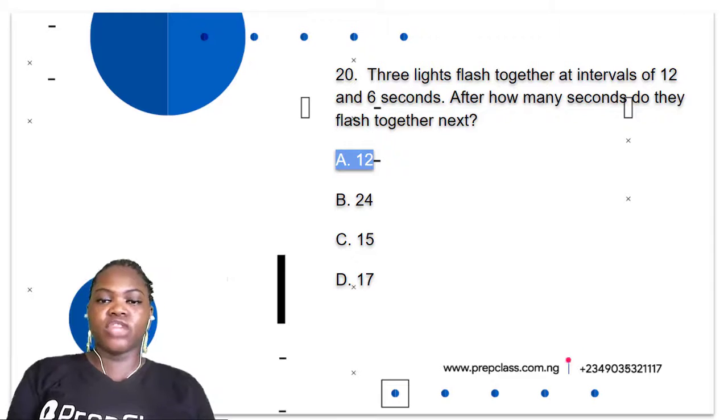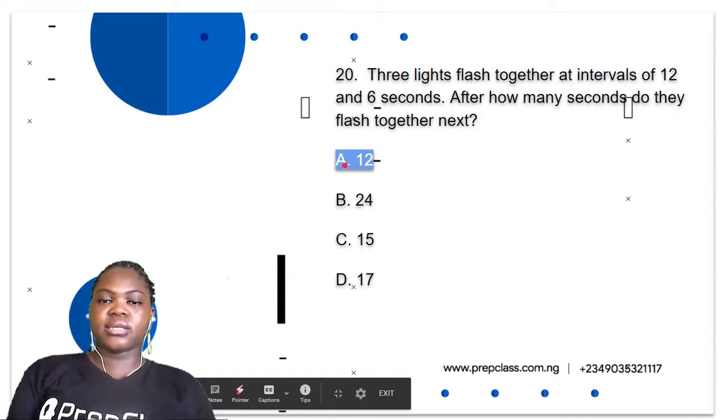Now let's find out which of the options is the correct answer. The correct option is A, which is 12.